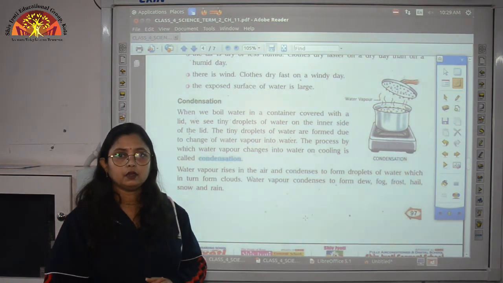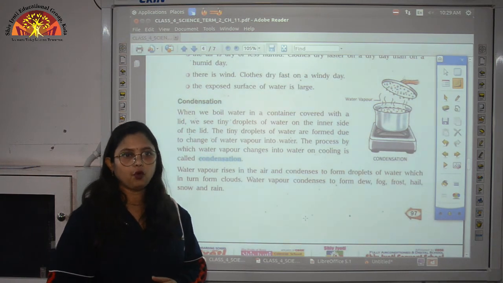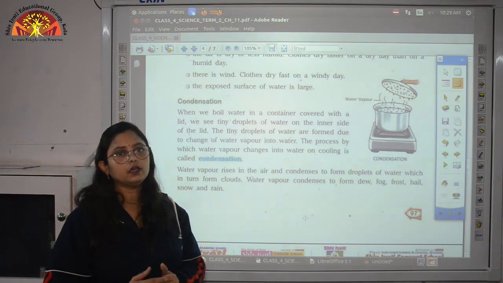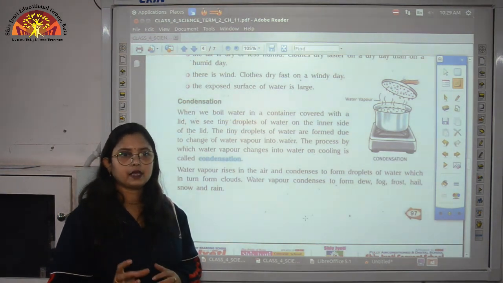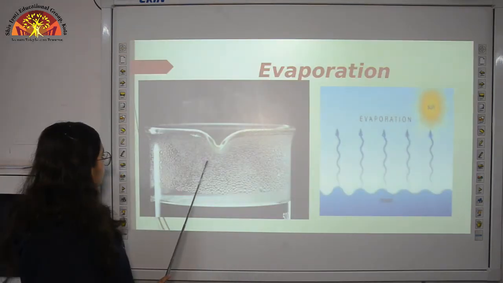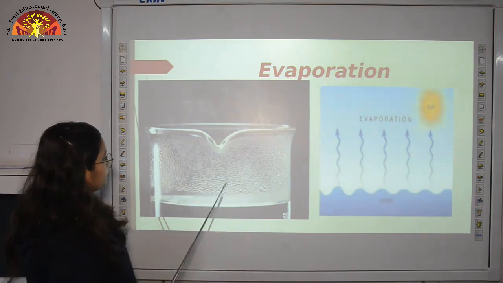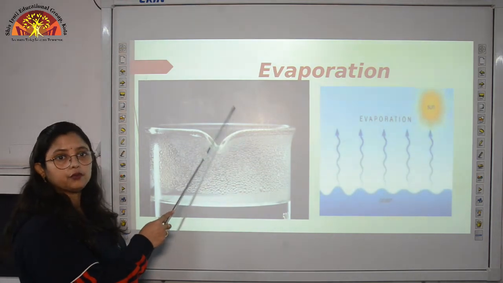Or during the winter mornings, you can see on the window panes there are lots of drops of water. So from where do these water droplets come? These are due to condensation, because due to the cool environment these drops get collected on the window panes. So you can see children, here are the examples of evaporation. This is evaporation. When we heat up the water, it rises up in form of steam.